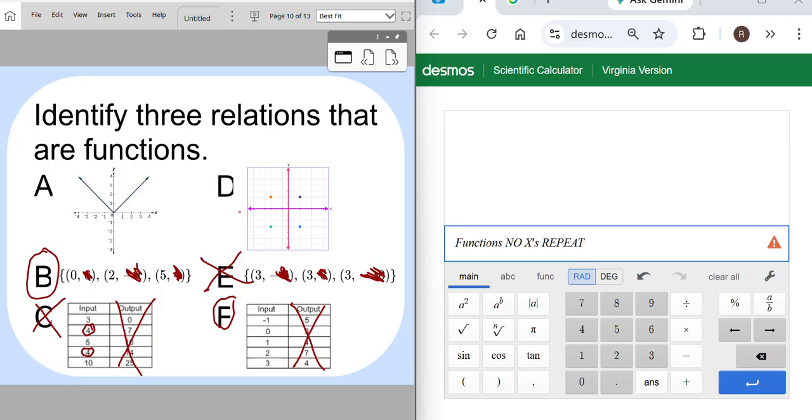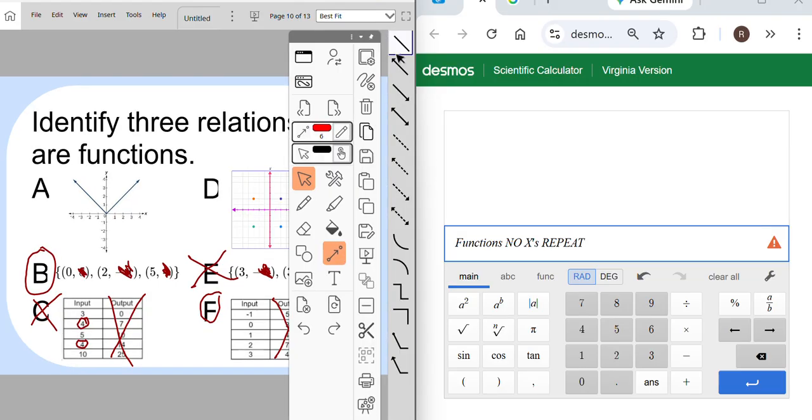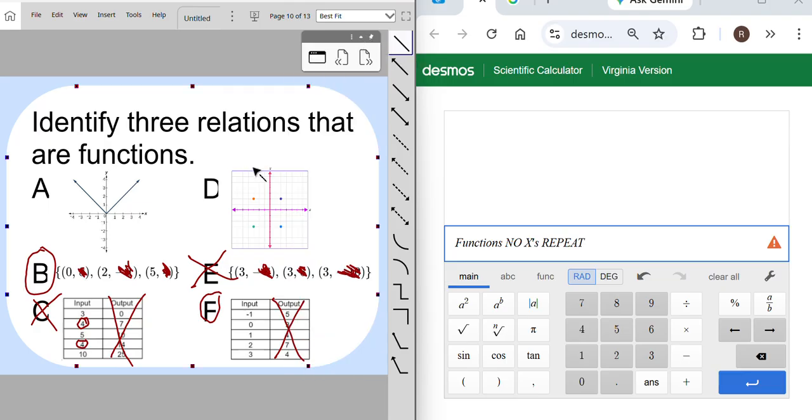Next, I'm going to come up here to D. Now, I need a vertical line test. If one vertical line goes through 2 points, then we know that it is not a function. To make sure you understand, I'm going to grab a line and put it right here.